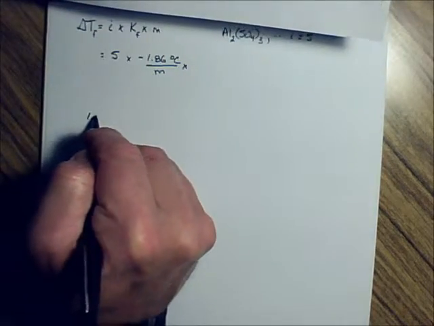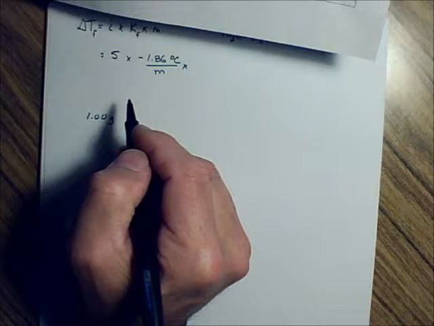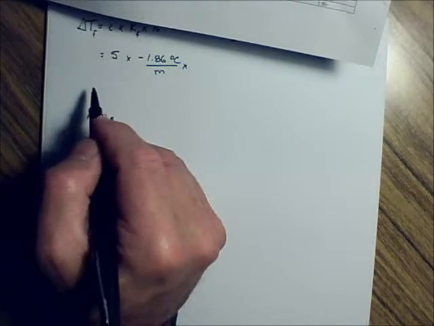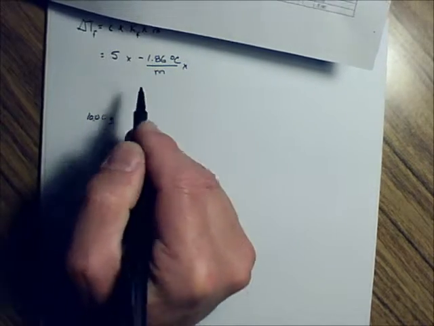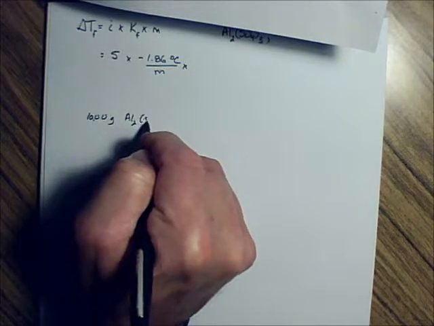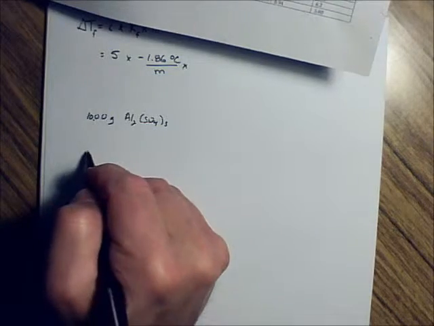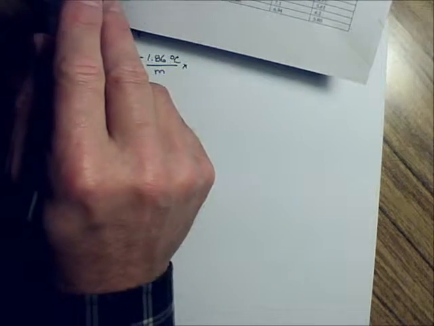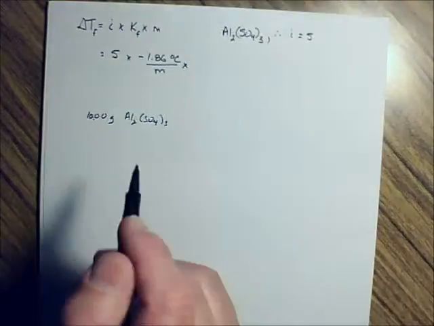So we're starting out with this solution where we've got 10.00 grams of aluminum sulfate, and we've got 100.0 grams of water.